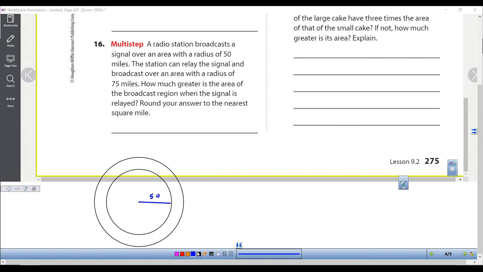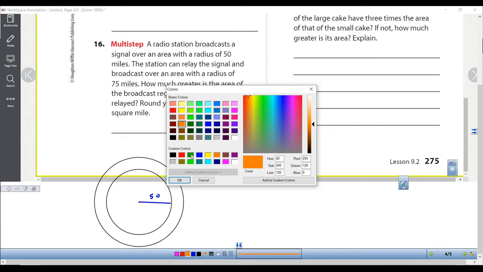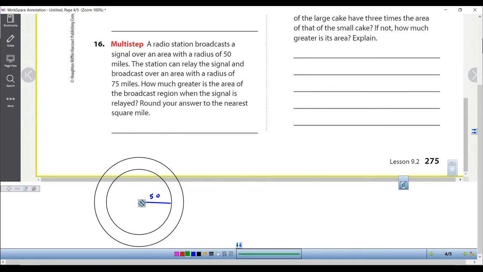Okay, and then I'm going to use a different color. Where'd my green go? I'm wanting some green here. I'm going to pull up green. Here we go. All right, and then I'm going to go up here to the outside, and that one is going to represent 75. So the broadcast signal is blue, and then we have the relay signal is green.